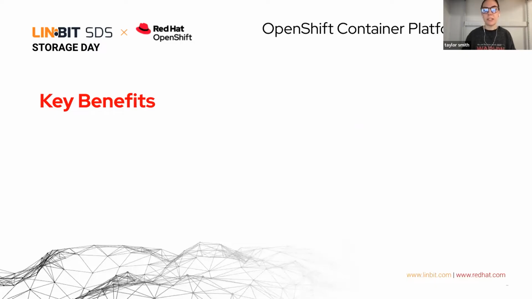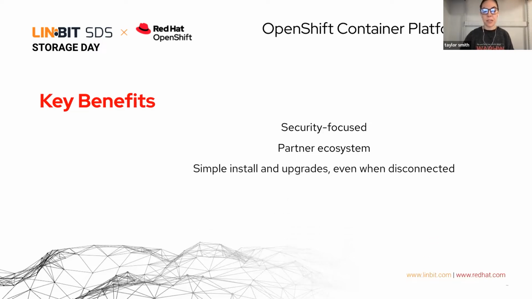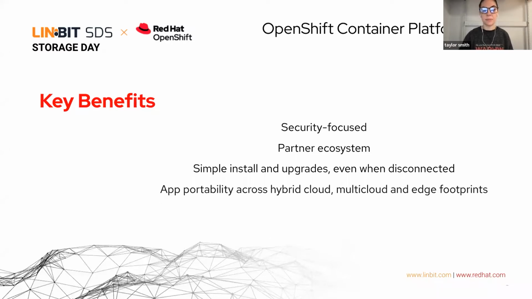So here are some of the key benefits of OpenShift I want to highlight. OpenShift is security focused and delivers security for the entire stack. OpenShift has a wide variety of certified secure container content and services from a vast partner ecosystem. The platform offers streamlined install and upgrades, even in air-gapped or disconnected environments. OpenShift offers the benefit of application portability as well, with lower overall operational costs across hybrid cloud, multi-cloud, and edge.